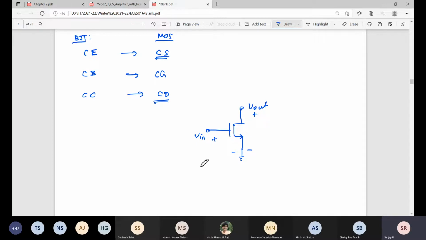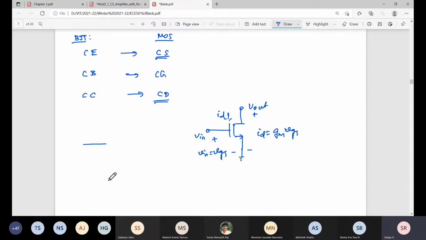Fine. So the input is voltage. What is the output, voltage or current? Current. Why current? Because the MOSFET is a voltage controlled current source, gm times VGS. So the input Vin is VGS. What is the current here? Let's take small signal: ID equals gm times VGS. So that's what you can say.